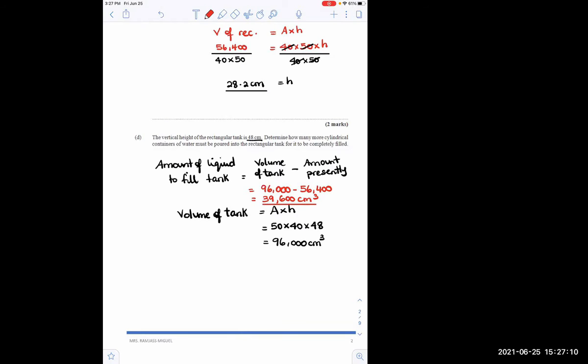Right. Now, let me see. They ask us how many more cylindrical containers must be used. So, one cylinder has a capacity of 26,400, right? So the number of cylinders required would be 39,600 divided by 26,400. Work that out for me.